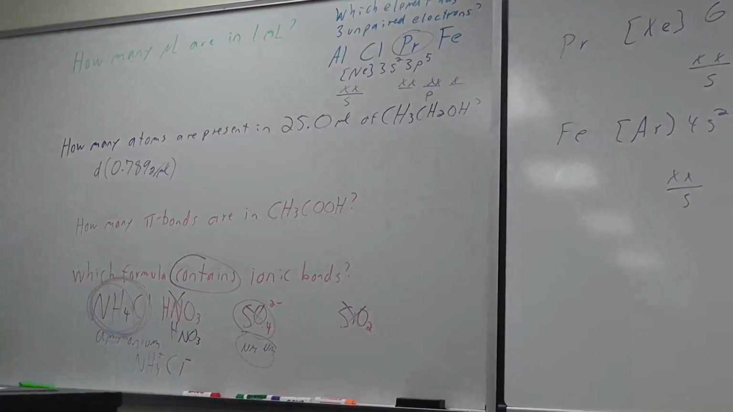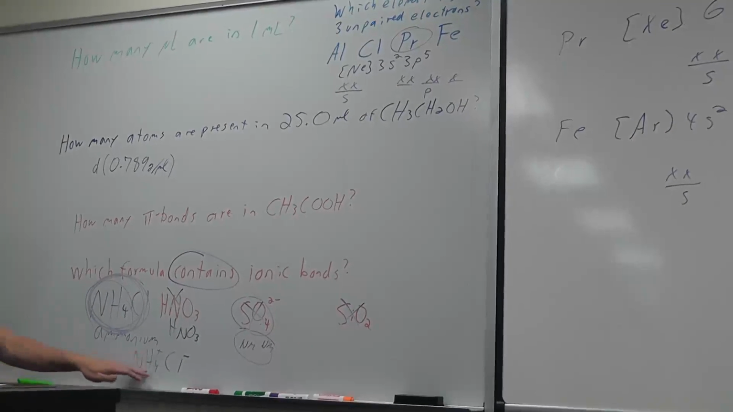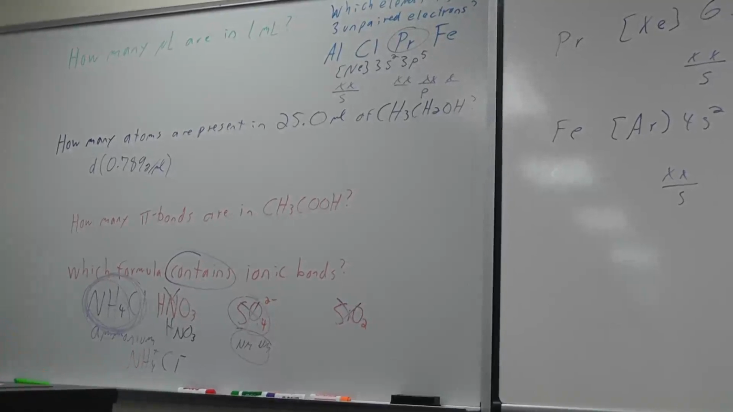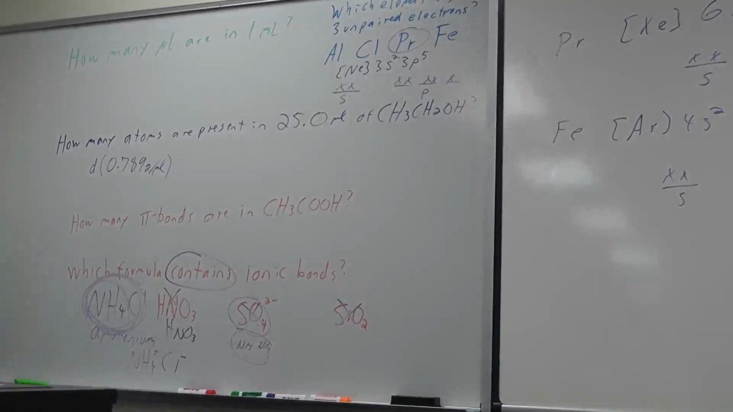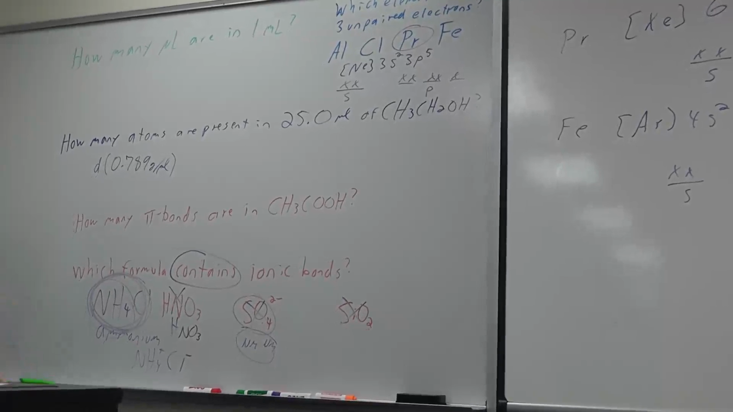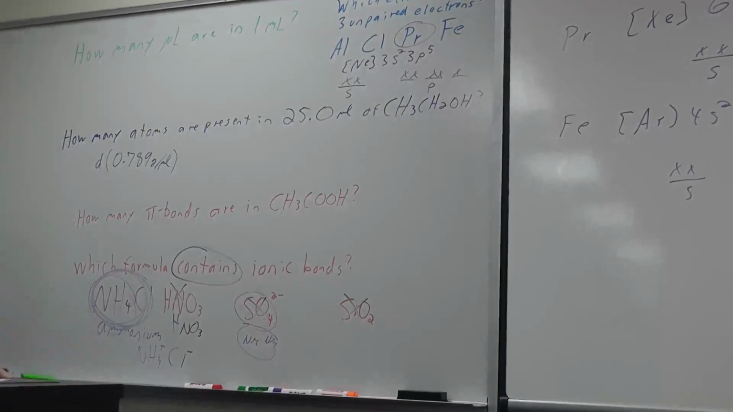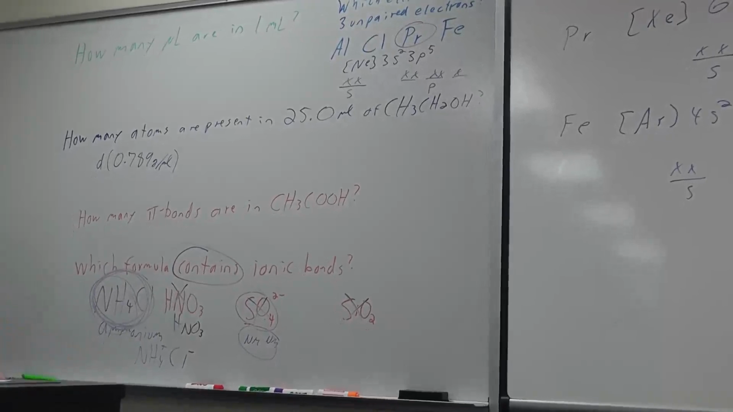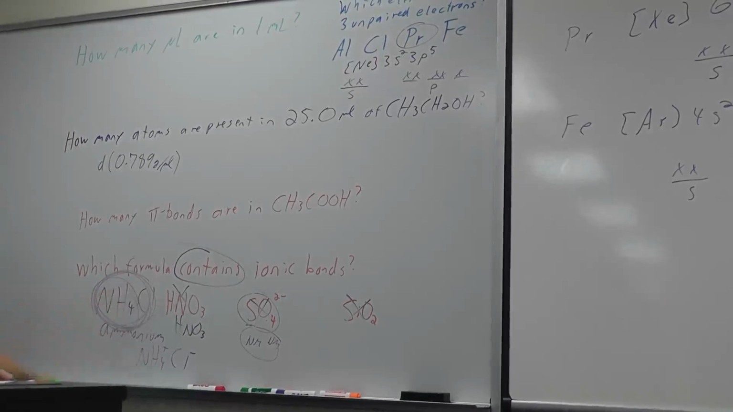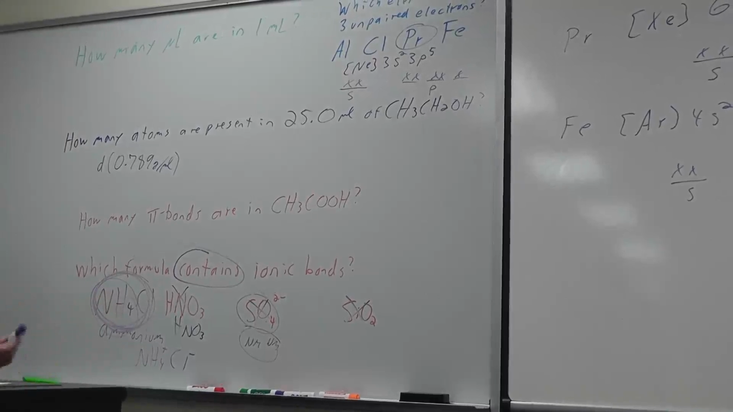Because ammonium was probably your only example of a polyatomic cation that you had in your naming system. Now, since then, we've had hydronium when we were doing ionization reactions, but ammonium is a cation. So which one contains ionic bonds would be the ammonium chloride. Any question about that? All right.